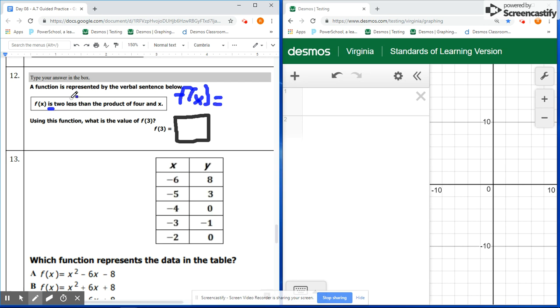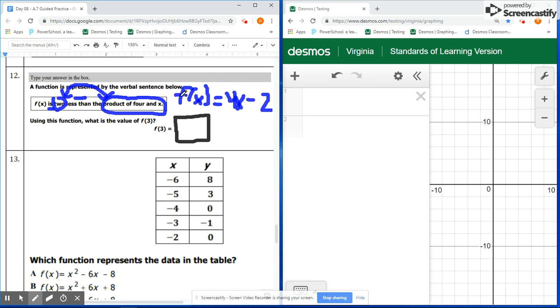2 less than. Remember, less than is a minus, and it means switch. So I'm going to switch the 2 and the product of 4 and x. So 2 is going to go on this side, and the product of 4 and x, 4x, is going to go on this side. So we have f of x equals 4x minus 2. And we got that from taking these words and writing it as this function.